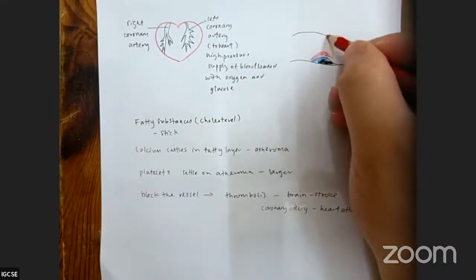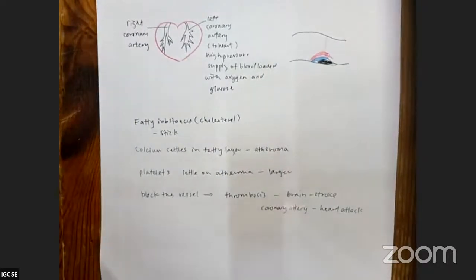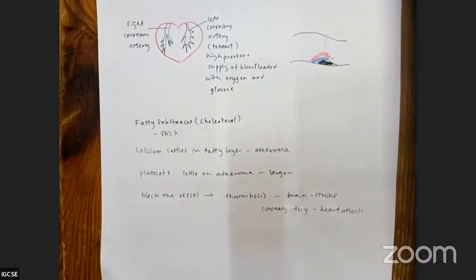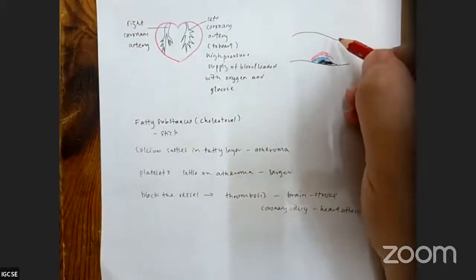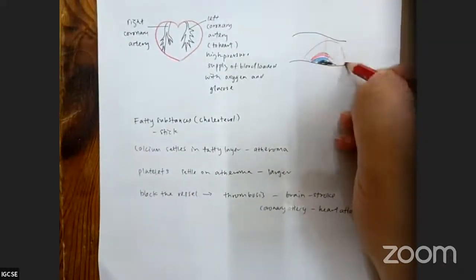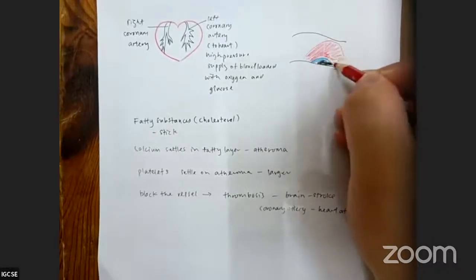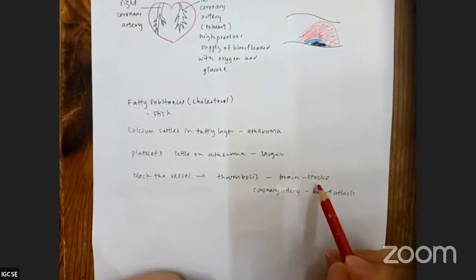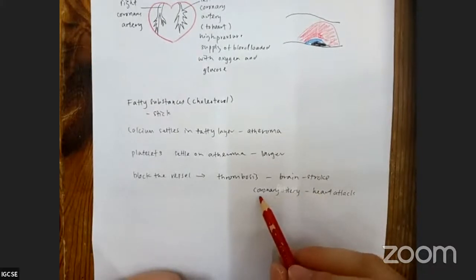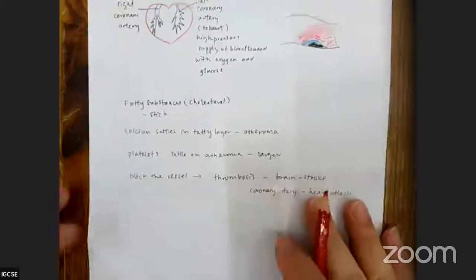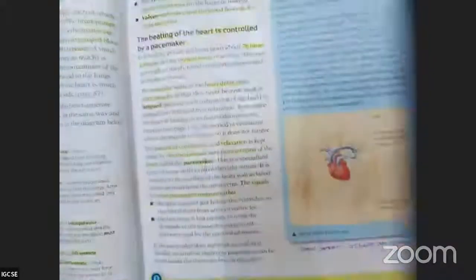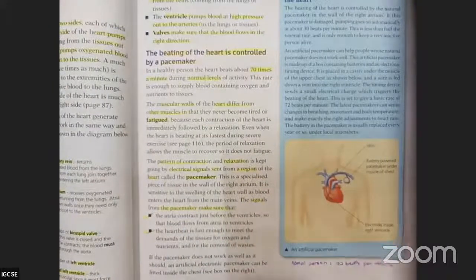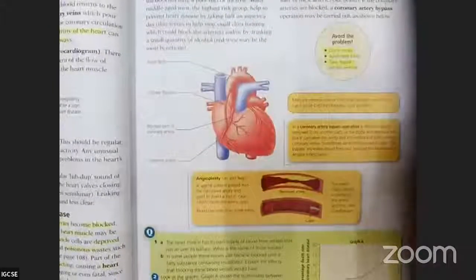Can you see the passage? The vessel is now narrower. Sometimes it may block the whole thing. When it's blocked in the brain, we call it a stroke. When this is blocked in the coronary artery, it's a heart attack. So I can show you some of the books. Yeah, this is the thing.